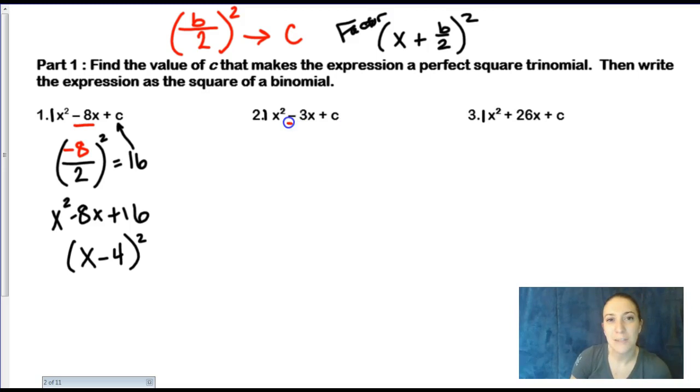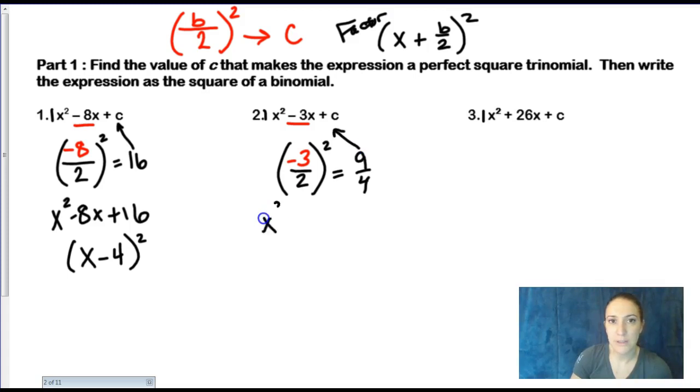This one's a little exciting because the b term is not a pretty number when you cut it in half. So -3, cutting that in half, instead of writing that as a decimal, we're going to leave it as a fraction. So -3 cut in half, let's just call it -3/2. And then when I square that, it's a lot easier to do the math with fractions. So squaring -3/2 is positive 9/4. That is the c value that we're going to use.